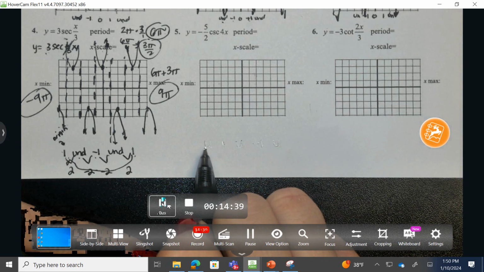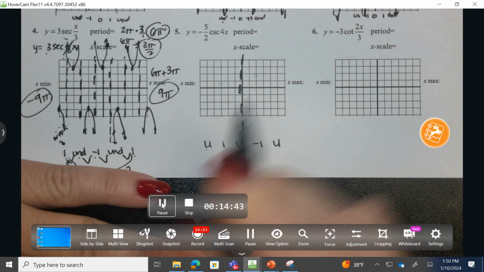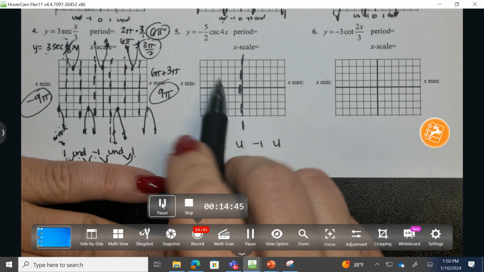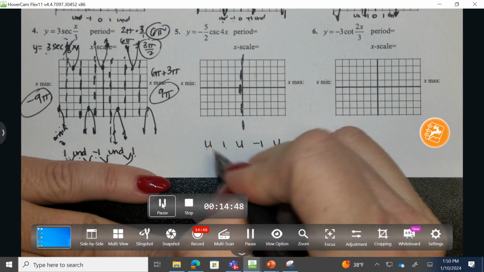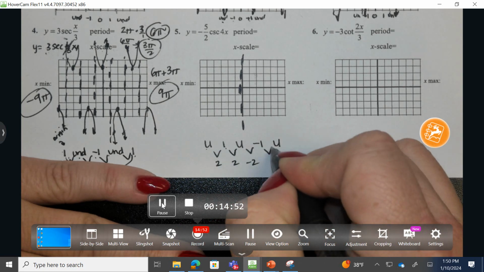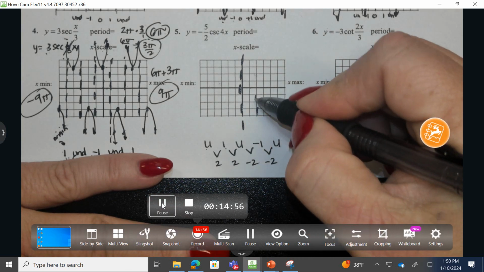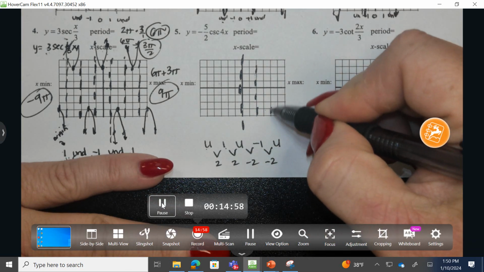Okay, so we're starting here at the origin where it's undefined. And then I'm going to go over 1 and up 1. Now it's a parent function. It's not this one, but in between here is 2, 2, negative 2, and negative 2. So it's going to be one step, another output.